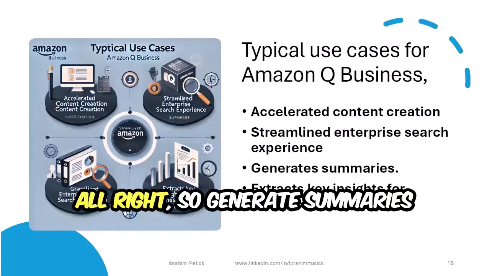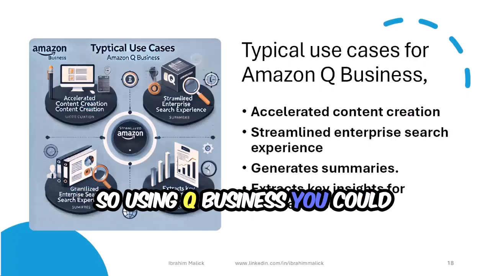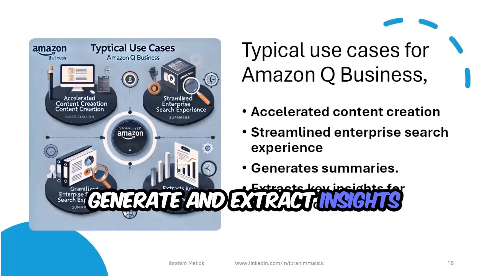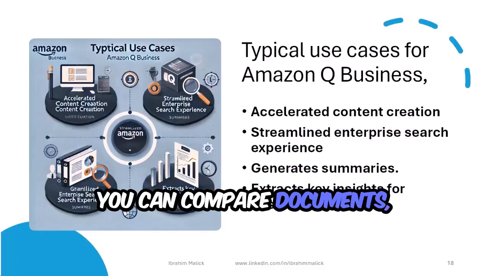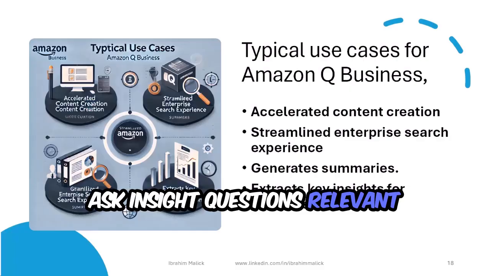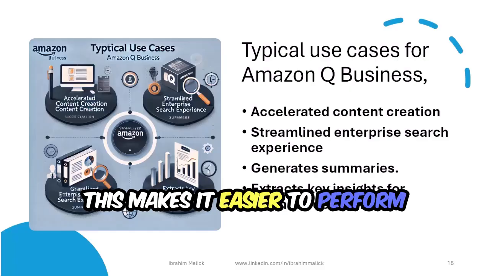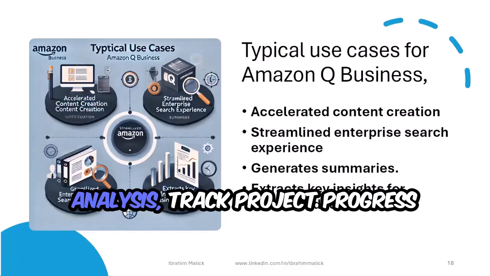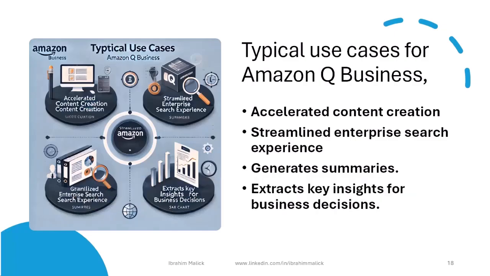All right, so generate summaries and extract key insights. So using Q Business, you can generate and extract insights from multiple documents through natural language queries. You can compare documents, ask insight questions relevant to the documents, and more. This makes it easier to perform competitive analysis, track project progress, and summarize key findings from reports.